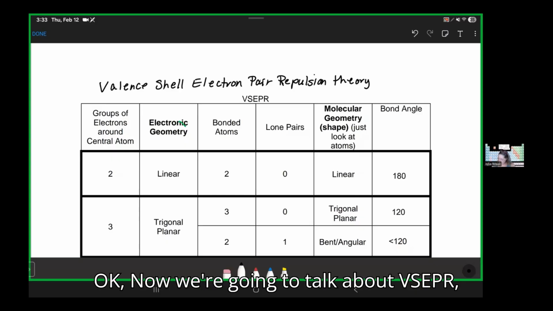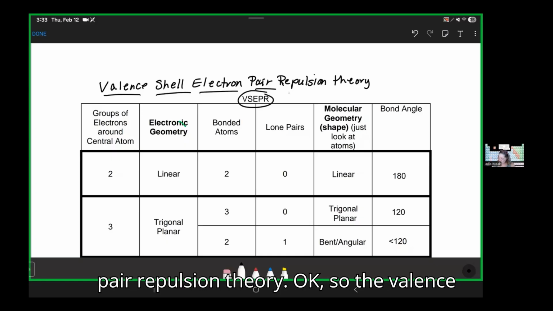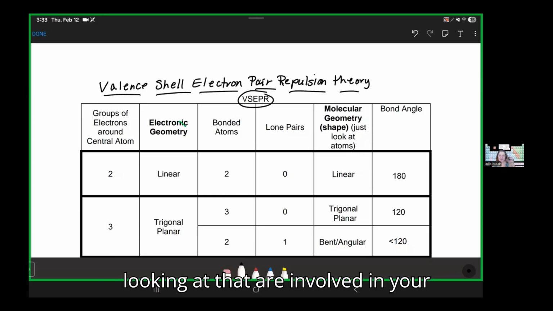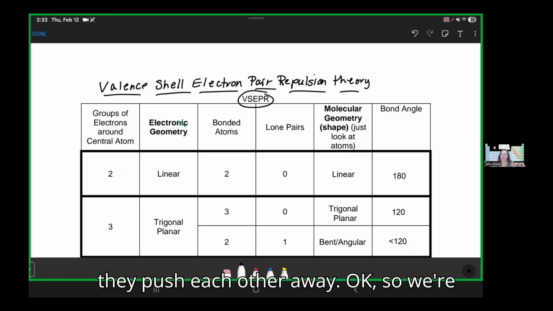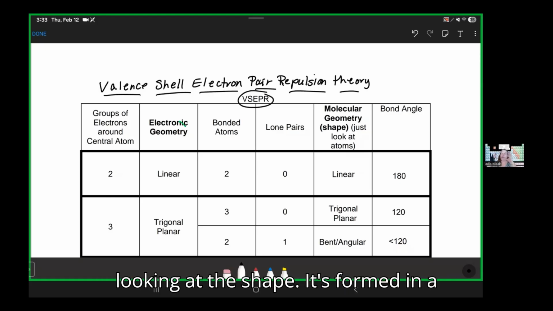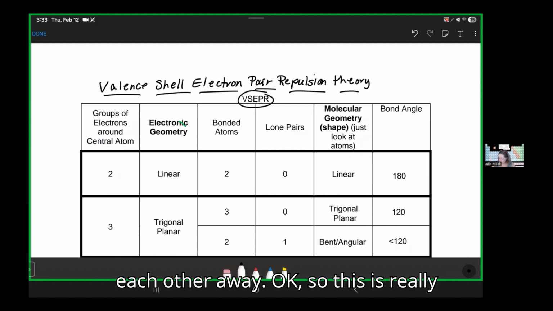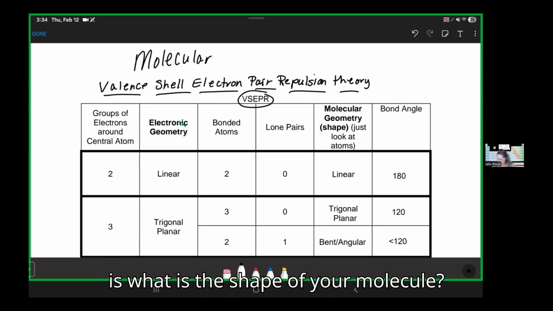Okay, now we're going to talk about VSEPR, which stands for valence shell electron pair repulsion theory. The valence shell electrons, the ones we're looking at that are involved in your Lewis dot structures, are negative, so they repulse each other, they push each other away. We're looking at the shape that's formed in a molecule due to those electrons pushing each other away. So VSEPR really just means molecular shape, what is the shape of your molecule.